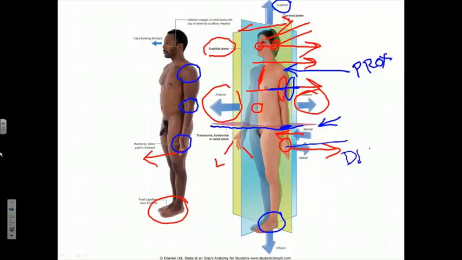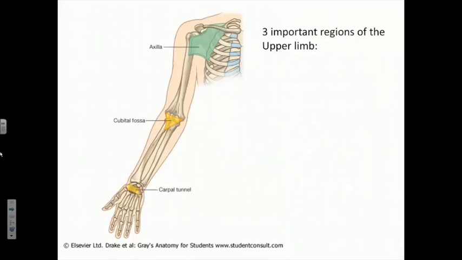So we will use the terms proximal and distal with some frequency when we talk about structures relative to the shoulder. Using that terminology, we would say that the arm is proximal to the forearm, or the hand is distal to the forearm. We're going to get used to using these terms as we go forward in describing the anatomy of the upper limb.